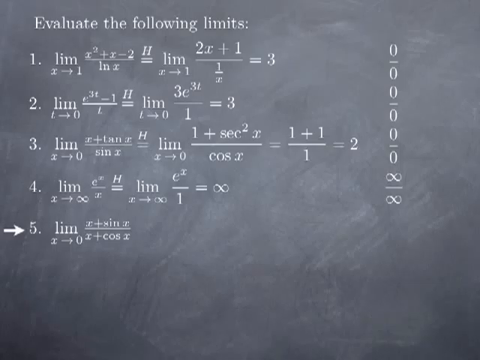Then we look at the limit when x is approaching 0 of (x plus sine x) divided by (x plus cosine x). If I plug x equals 0, at the top I get 0 plus sine 0, so that is 0. At the bottom, 0 plus cosine 0, and here you have to be careful, cosine 0 is 1.